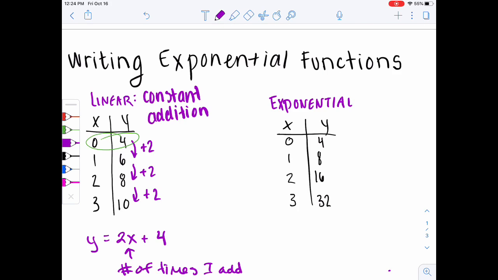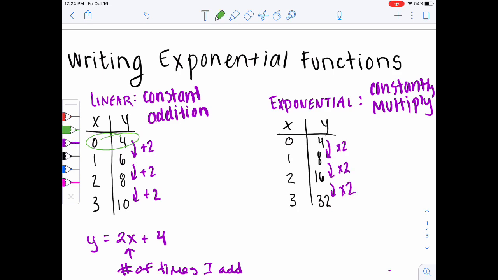Now if we look at an exponential function, exponential functions are constant multiplication. I am multiplying by one consistent number the entire time. So I'm going from 4 to 8, I multiplied by 2, multiply by 2, multiply by 2. So again, I'm going to take my initial value, which is 4. I'm going to see that I'm multiplying it by 2, x number of times. In this case, x is telling me the number of times I multiply.